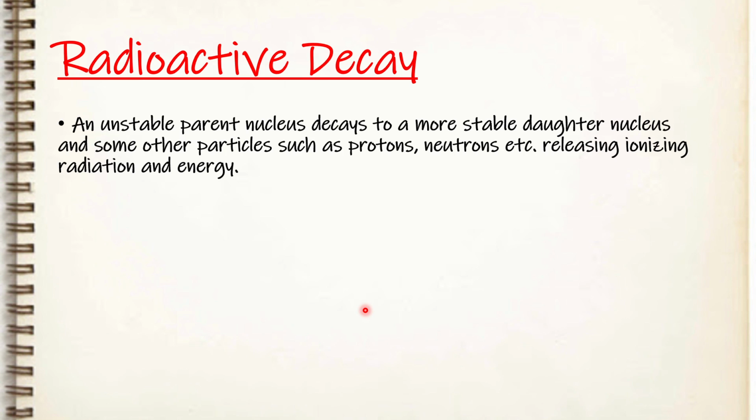And what is radioactive decay exactly? An unstable parent nucleus decaying to a more stable daughter nucleus and some other particles, releasing ionizing radiation and energy. If the daughter nucleus is stable, the decay process stops. However, if the daughter nucleus is unstable, it keeps decaying until it becomes stable. This decay process is called a decay series.